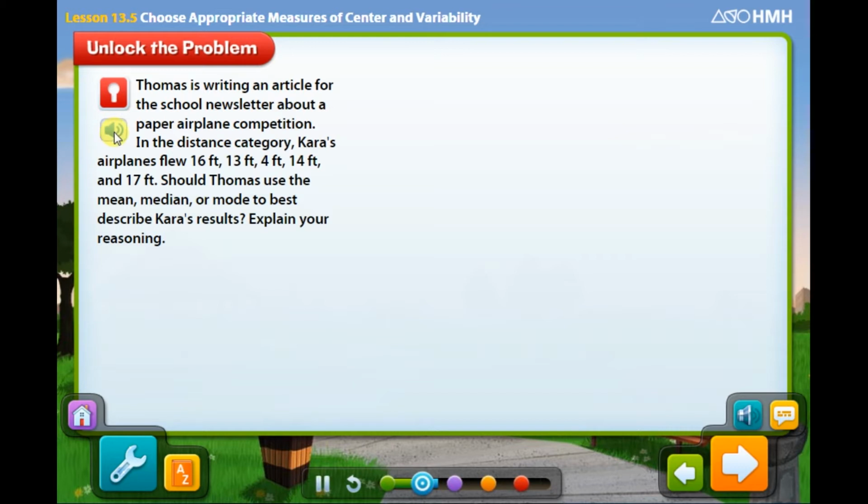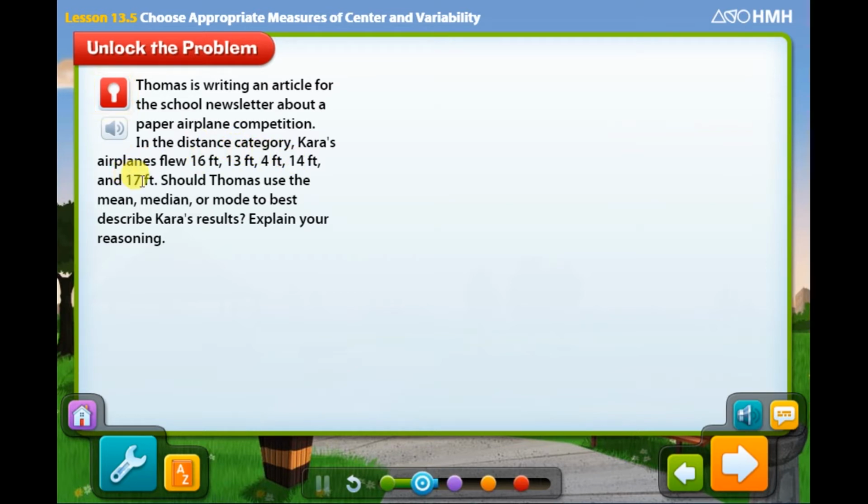Thomas is writing an article for the school newsletter about a paper airplane competition. In the distance category, Kara's airplanes flew 16 feet, 13 feet, 4 feet, 14 feet, and 17 feet. Should Thomas use the mean, median, or mode to best describe Kara's results? Explain your reasoning. Let's unlock the problem. First, what are the givens? The givens here are the set of data: 16, 13, 4, 14, 17.